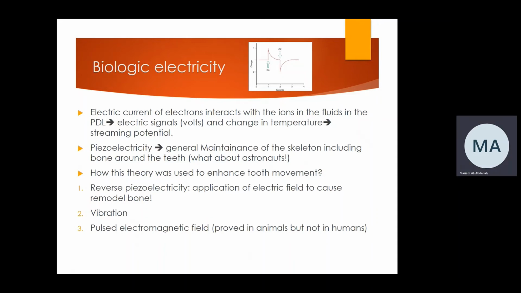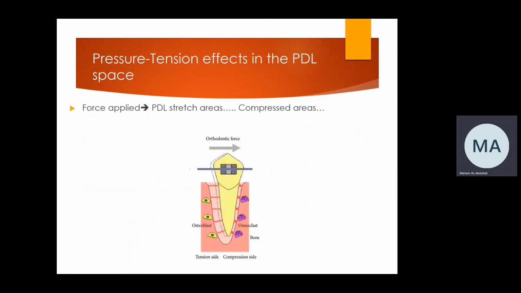A third method that is using this theory to enhance tooth movement is pulsed electromagnetic field. This is so far used in animals, not yet in humans. Now, we will come to the second theory. The second theory is the pressure tension theory.